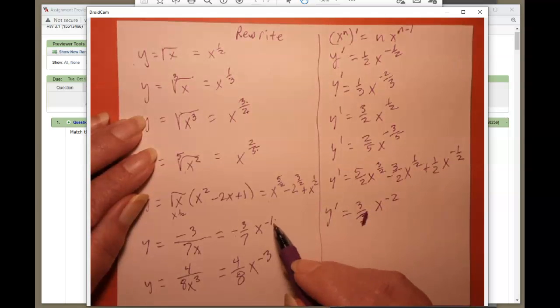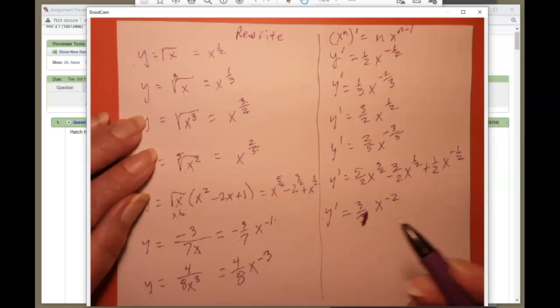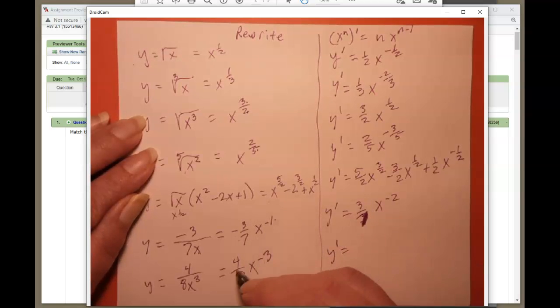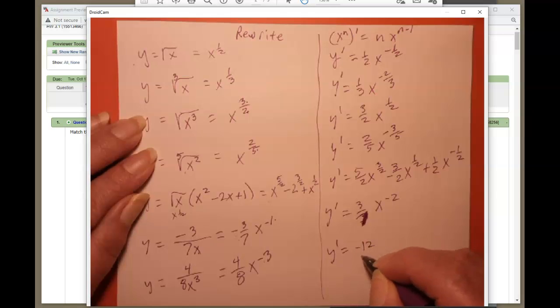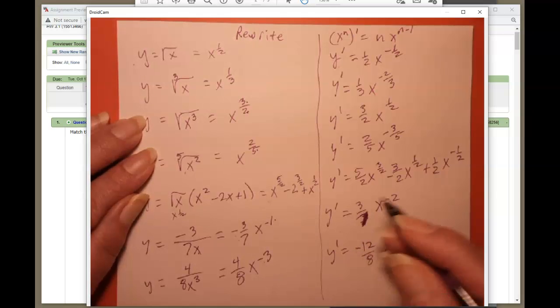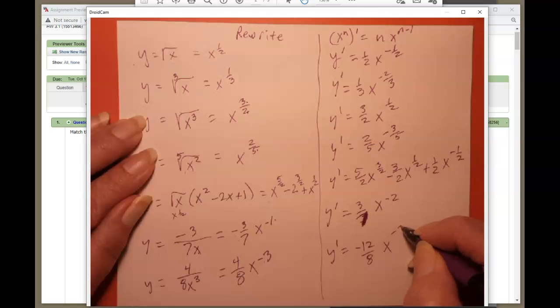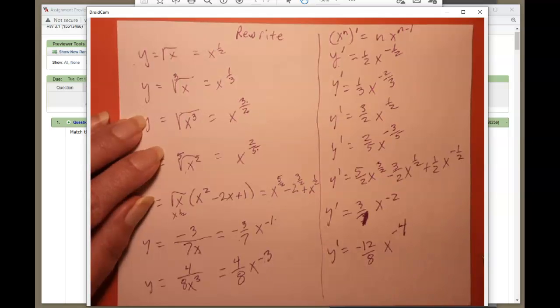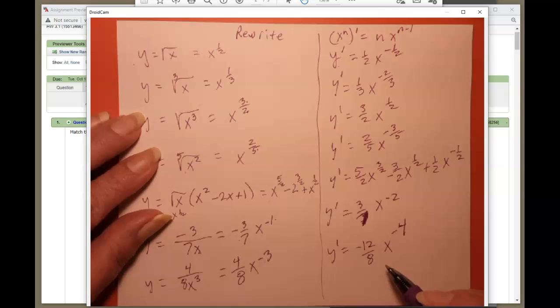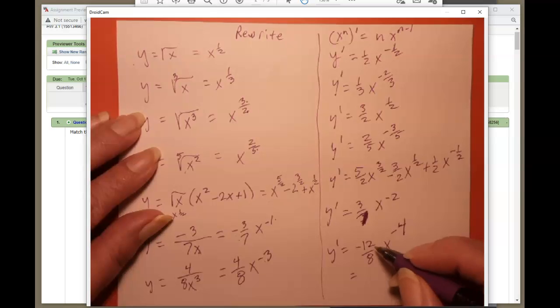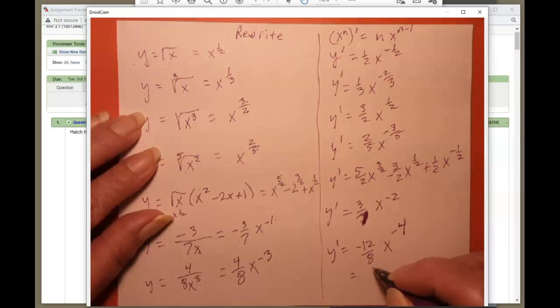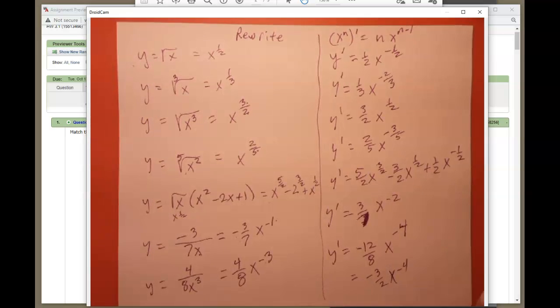So the powers are going down here. You bring them out front. Bring the power down, x to the power down 1. y prime equals negative 3 times 4 gives me negative 12 eighths, which actually reduces, x to the negative 4. Minus 3 minus 1. I almost missed that. So negative 12/8 reduces, well, 4/8 would have reduced here. So this would be negative 3/2, right? So I should have given you a reduced form anyway.